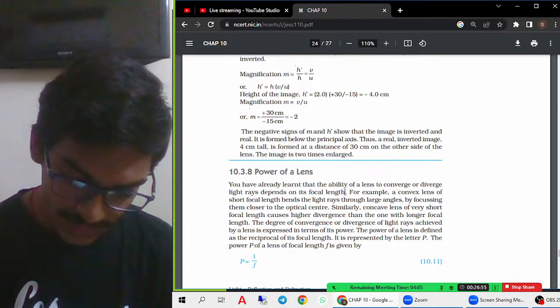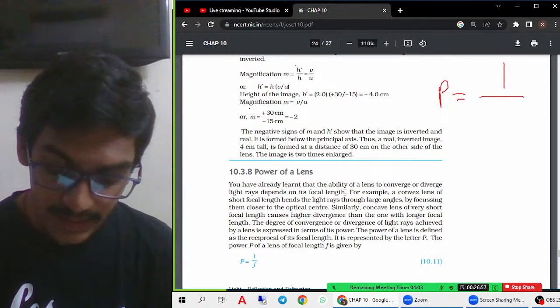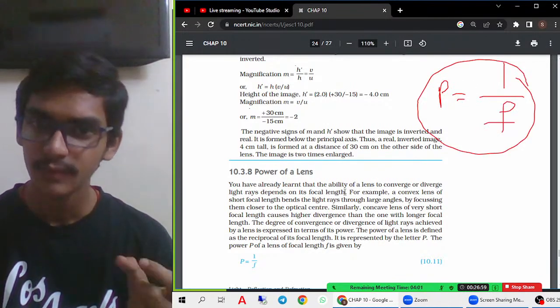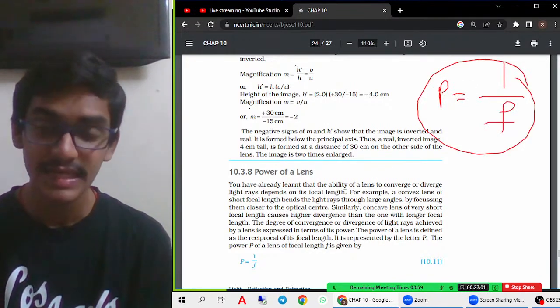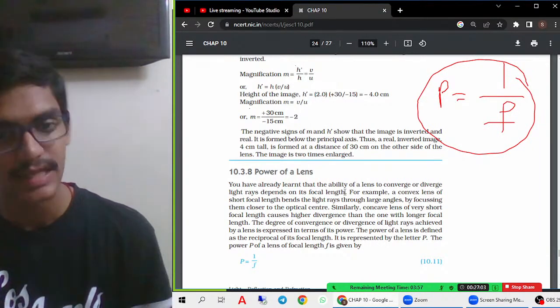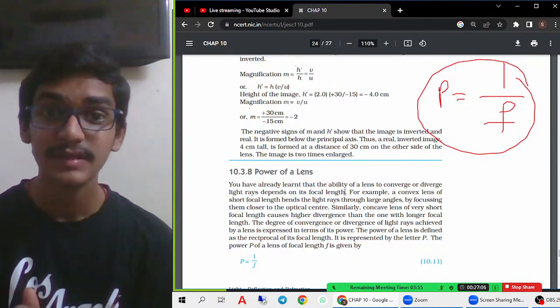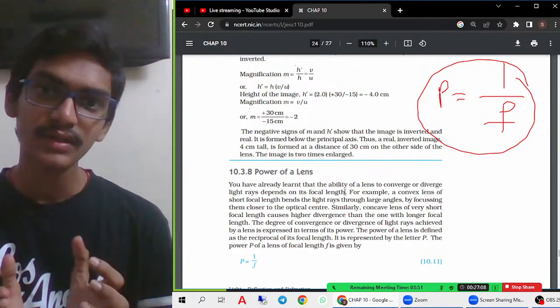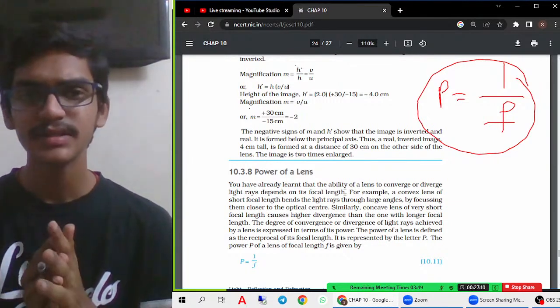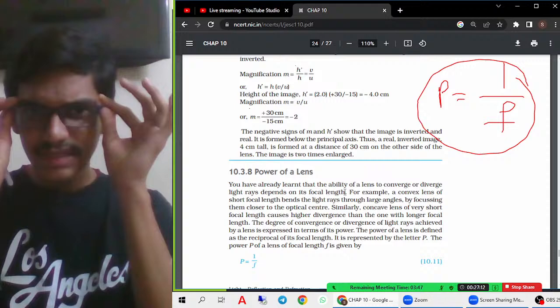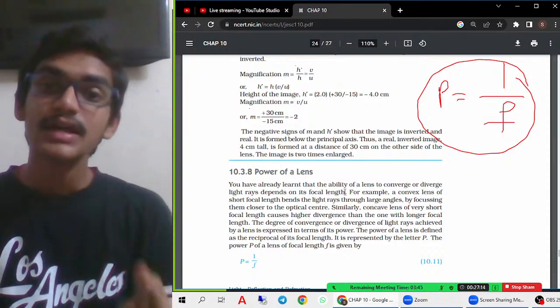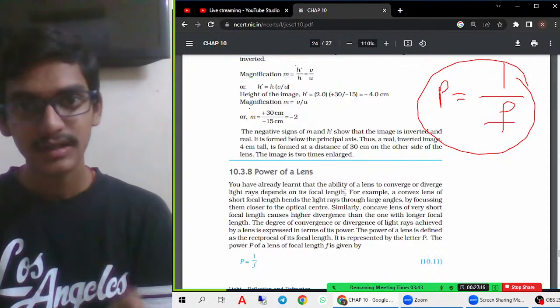What is the power of lens? Power of lens is nothing but the reciprocal of the focal length. The reciprocal of the focal length is considered the power of the lens, which tells us about the convergence or divergence of the light rays. That means for every person the specs are not going to be the same, right?